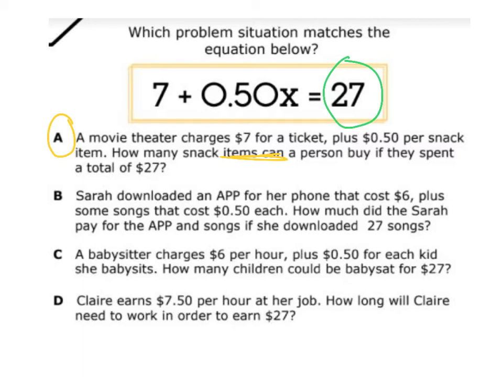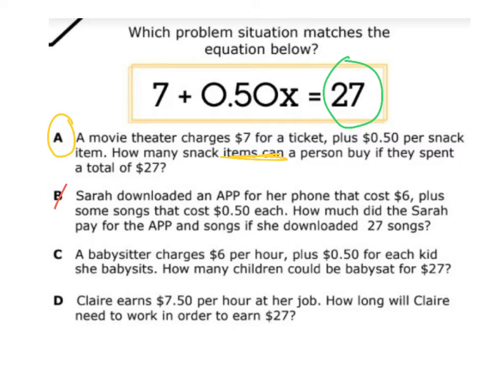So that would be A. Let's go ahead and check the other ones just so we can go through and make sure. So let's look at B. Sarah downloaded an app for her phone that cost $6 plus some songs that cost 50 cents each. How much did Sarah pay for the app and songs if she downloaded 27 songs? So again, the total is 27, so that works. But it looks like our constant is 6, and in the equation up top, the constant has to be 7. So that's why B would not work.